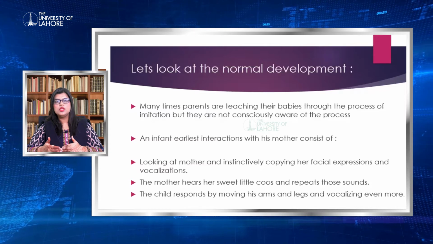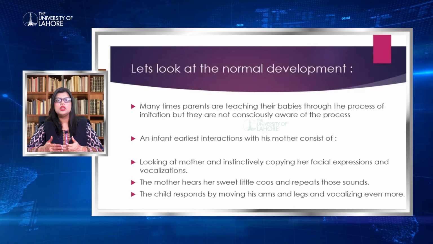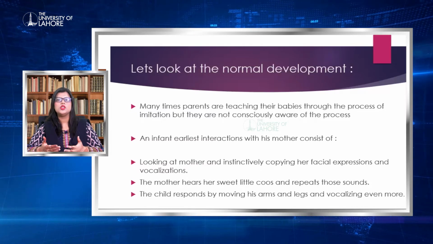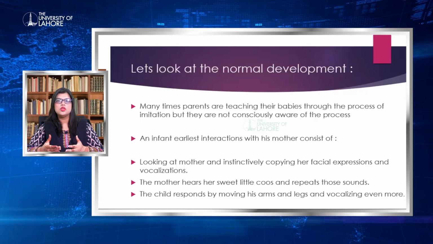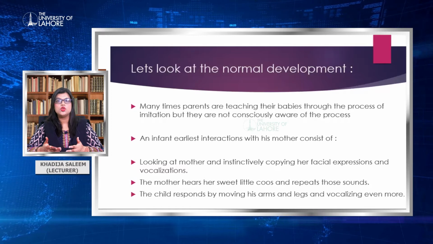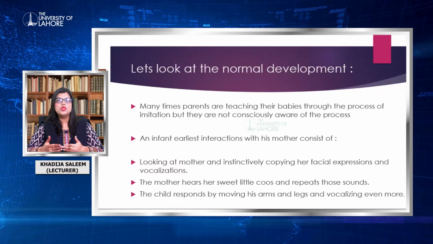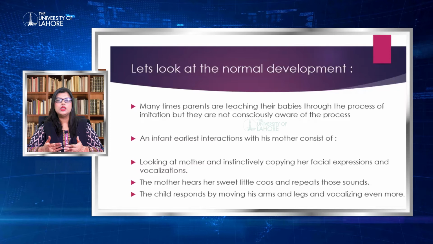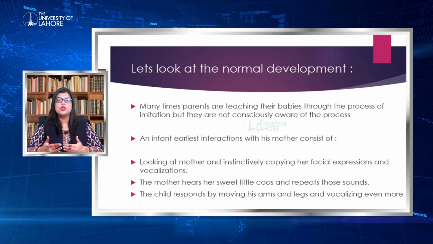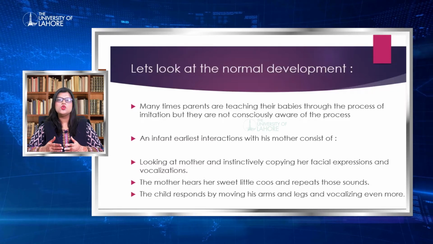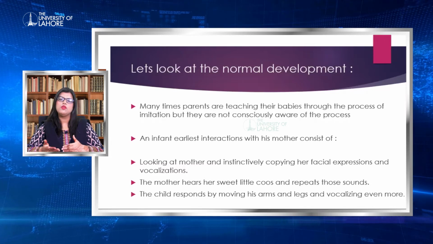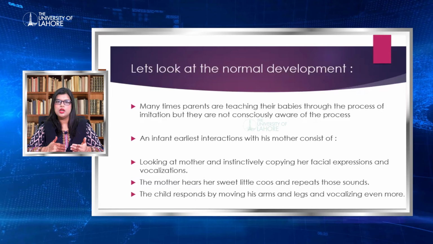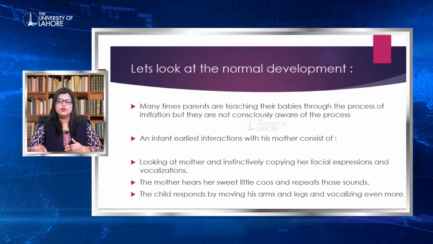And if we look at the normal development, we see that infant earliest interactions with the mothers involve imitation. For example, when the newborn copies the facial expressions of the mother, the vocalizations of the mother, the little coos and repeats the sounds, for example, moving the arms and the vocalization when he hears the mom's voice. So all these actions are imitated actions. So imitation has a very important role if we look at the development of a child in the newborn life.